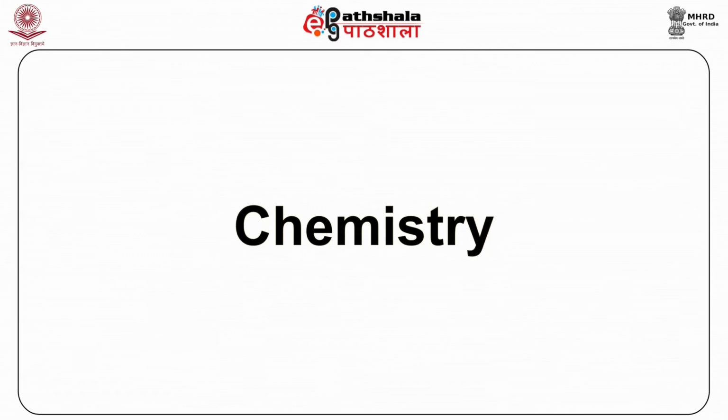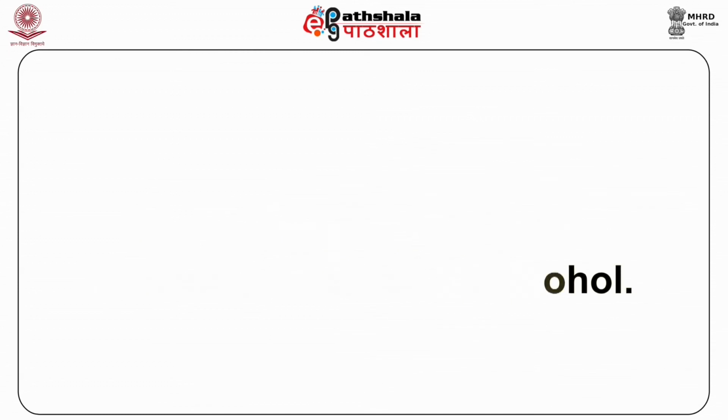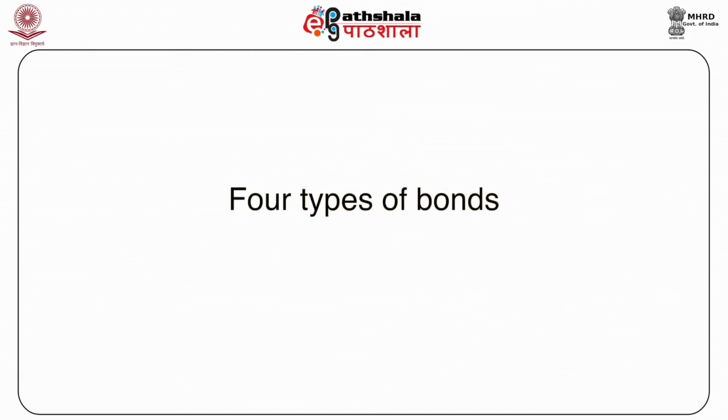Now we move on to chemistry. The hydroxyl group on the molecule makes it an alcohol. There are 4 types of bonds in this molecule.